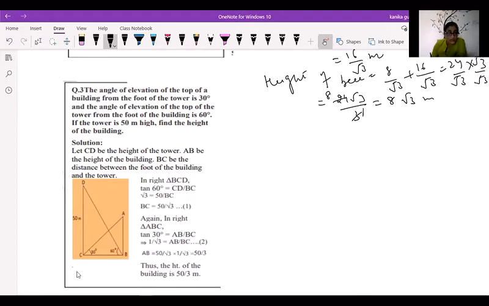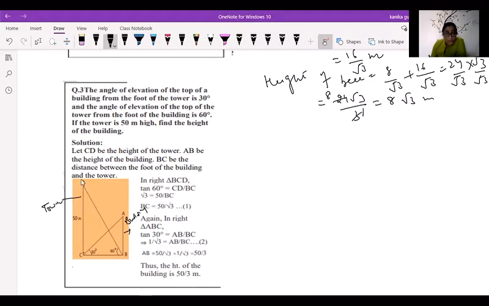Now given this is DC, that is equal to the tower, and AB, this is the building. Now given that angle ACB is 30 degrees, and angle DBC is 60 degrees. Now you have to find the height of the building AB. Now you have to take the right angle triangle BCD. Now this is the right angle triangle BCD.